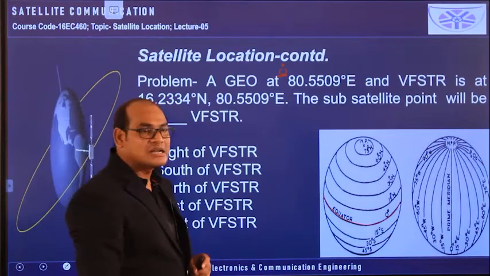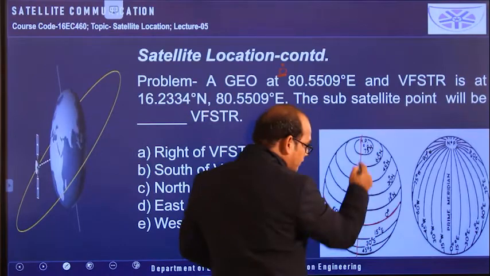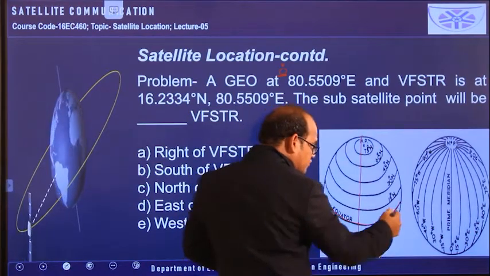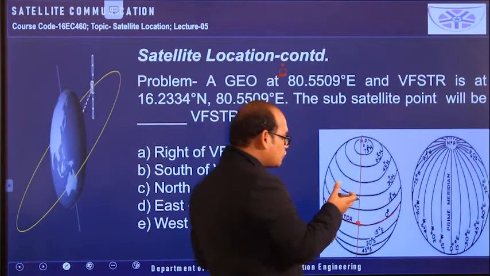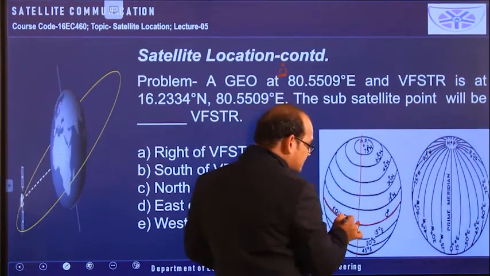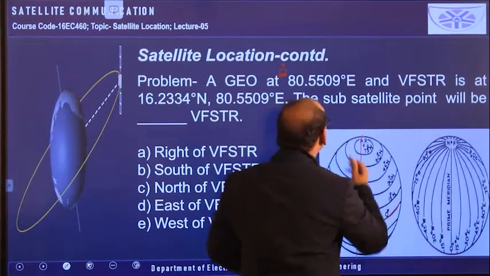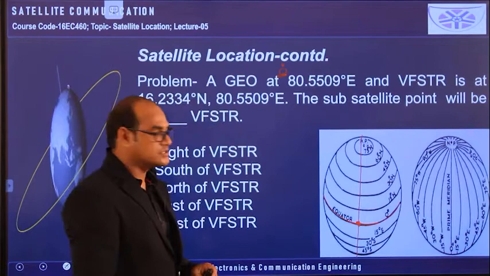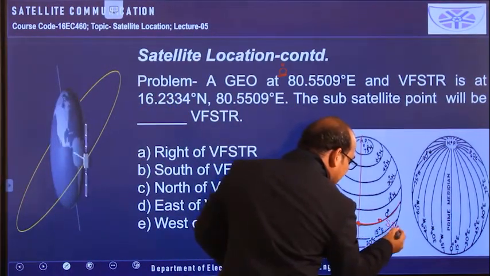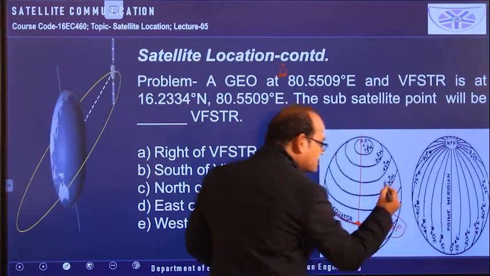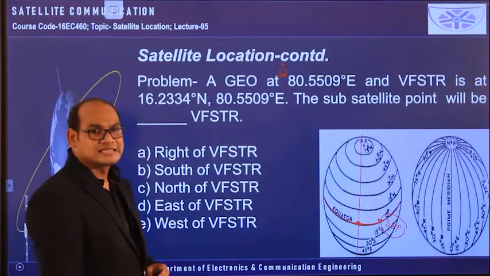So what is the meaning of that? On the equator from the prime meridian, here 0 degrees prime meridian is there, and this is 0 degrees latitude. So this is like an origin, the origin of a two-dimensional graph sheet. Here the origin is there, and on this equator we have to travel up to the angular distance of 80.5509 degrees east. So for example, you got that much distance here. This is the subsatellite point. In this way you need to identify the subsatellite point of this particular satellite.